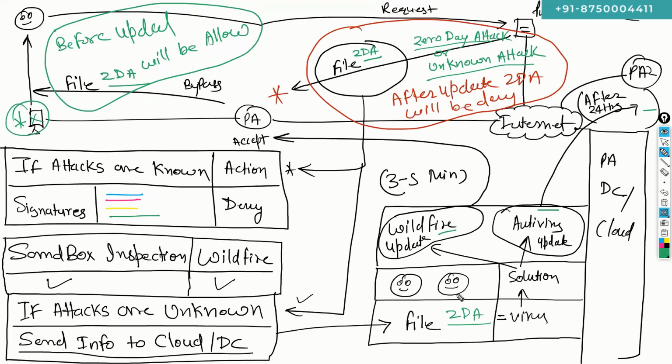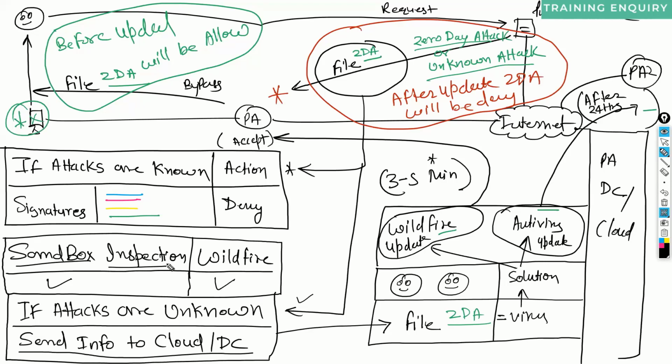The question is, how much time will be spent in this entire process? Documentation says that if you have submitted a file to the cloud, then within 3 to 5 minutes you will get the update. But they sell these things with terms and conditions: only if the file is identified as an unknown attack will we send you an update. Otherwise, we will not send you an update. So this sandbox inspection is called Wildfire in Palo Alto Firewall. Wildfire and sandbox inspection are the same thing, or we can say Wildfire is the marketing term of Palo Alto for sandbox inspection. Clear?